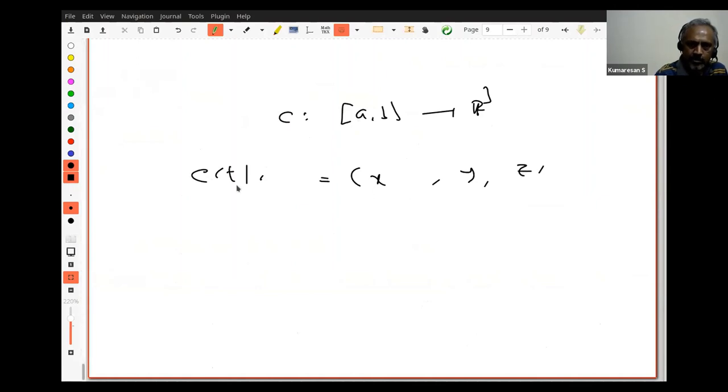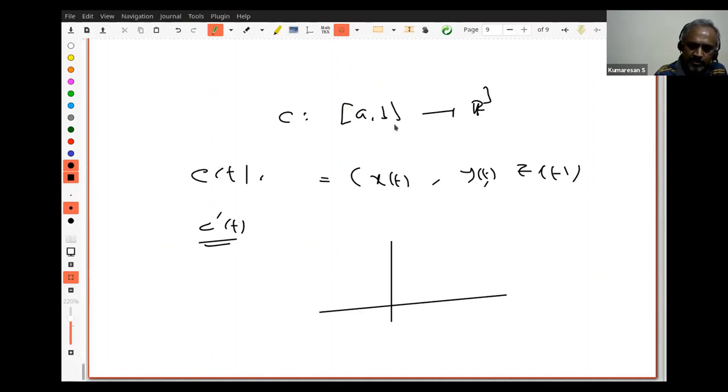But the x coordinate will be a function of t. Therefore, I can write it as x of t, y of t, z of t. The tangent vector, the velocity vector, physicists will think of it like this. AB is the time interval. At time A, it is at the point x of A, y of A, z of A. This is at the point C of A, and this is at C of B. So the particle may move like this. Okay, this is a particle movement.